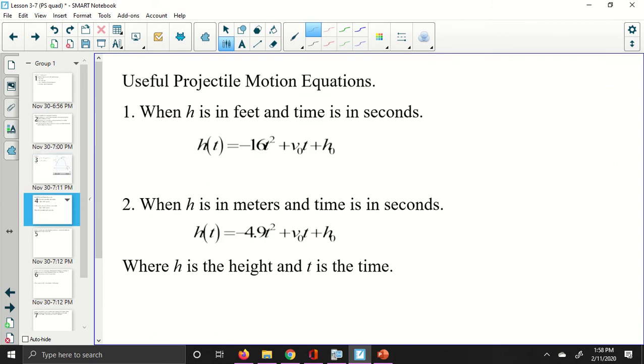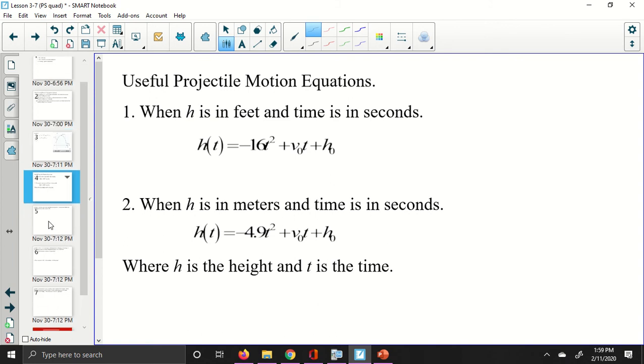All right, so some projectile motion equations in the practice work. There's some projectile motion. And so when h is in feet and time is in seconds, you're going to use h of t equals negative 16t squared plus v sub 0 t plus h sub 0. When h is in meters and time is in seconds, you're going to get h of t equals negative 4.9t squared plus v sub 0 t plus h sub 0. And I just have a couple real quick examples here.